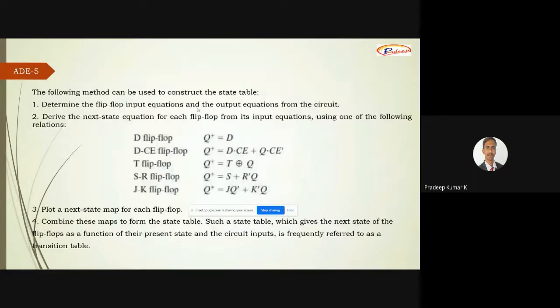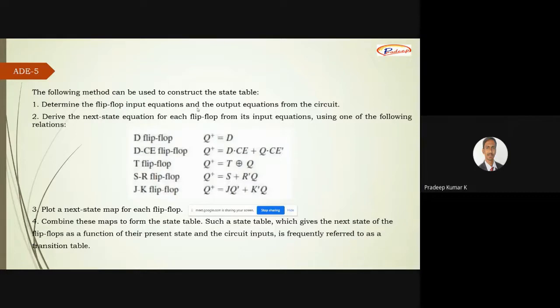In the next diagram, there is some information about the state table. The following methodology can be adopted for the state table. Determine the flip-flop input equation and the output equation from the circuit. If I am using any kind of flip-flop, either D flip-flop, T flip-flop, SR flip-flop, JK flip-flop, or D with clock enable flip-flop, I need to think about what input I have provided to the flip-flop and what the possible output for that flip-flop will be.